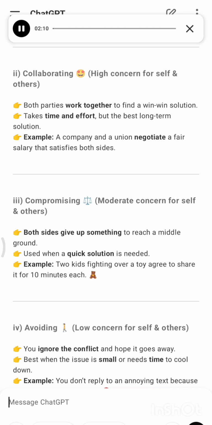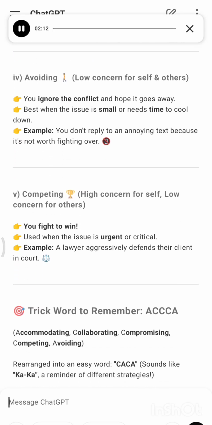Avoiding: low concern for self and others. You ignore the conflict and hope it goes away. Best when the issue is small or needs time to cool down. Example: you don't reply to an annoying text because it's not worth fighting over.